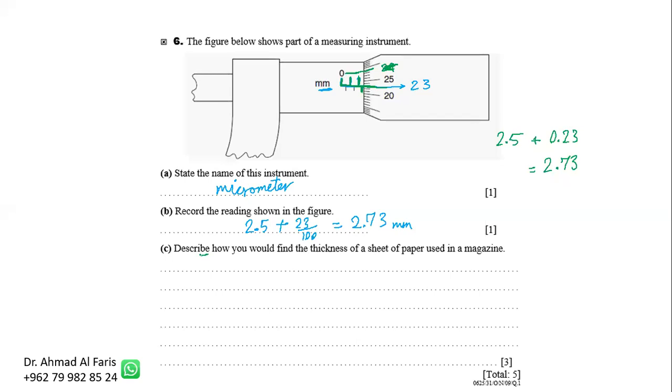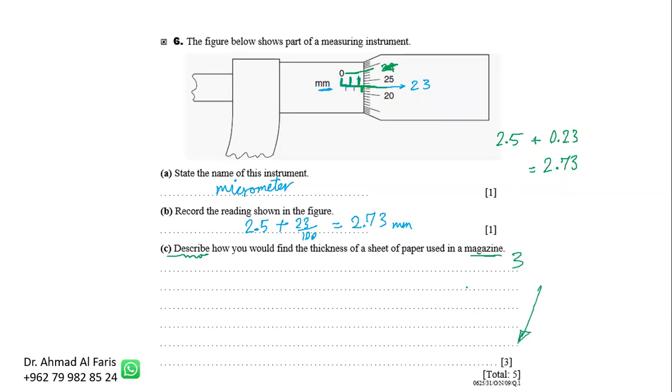طيب نيجي على السؤال اللي بعده. Describe how we could find the thickness of a sheet of paper by a magazine. Most of the students they know how to answer it. شو بيحكوا؟ I will use the micrometer and bring a paper and measure the thickness of the paper. هيك you get 1 mark. السؤال هذا عليه 3 marks زي ما انتم شايفين هون.